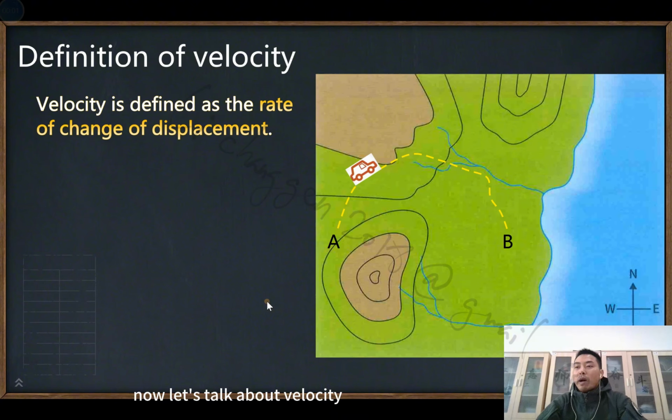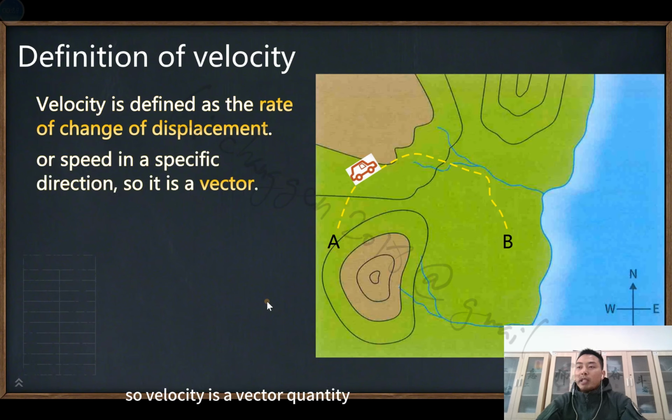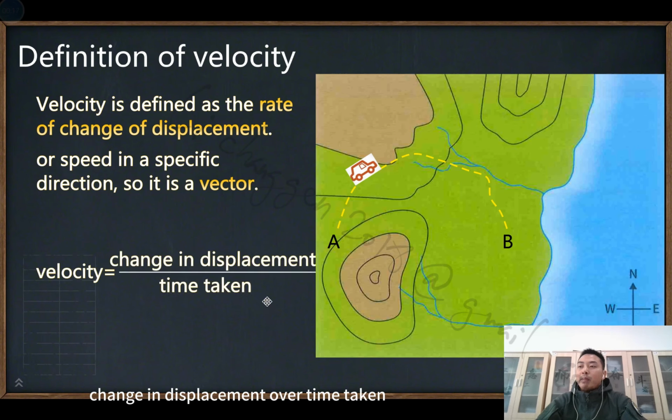Now let's talk about velocity. Velocity is defined as the rate of change of displacement. It is very different from speed. It includes direction, so velocity is a vector quantity, which means it has both magnitude and direction. The formula for velocity is change in displacement over time taken, or just use the simple equation v equals delta s over delta t. Here, delta represents change and s is the displacement.